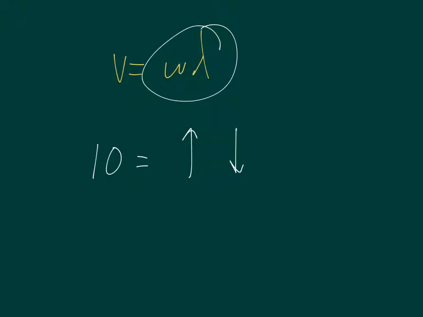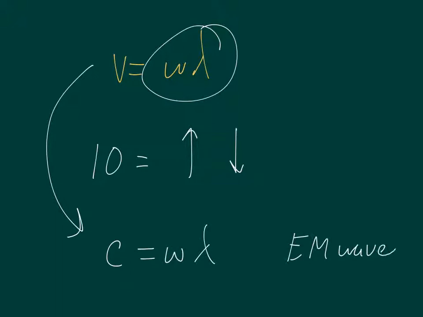Whenever you have a problem involving EM waves, the velocity is 3 times 10 to the 8. It's a given. It's on your formula sheet. C equals 3 times 10 to the 8. So this equation, if you want to write it this way, you could write it as C equals omega lambda for EM waves. C is the speed of light. Omega is frequency. Lambda is wavelength.